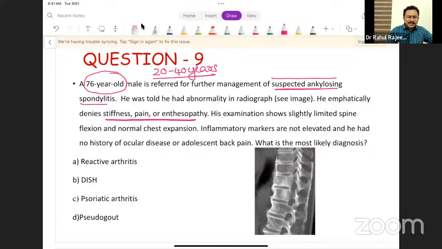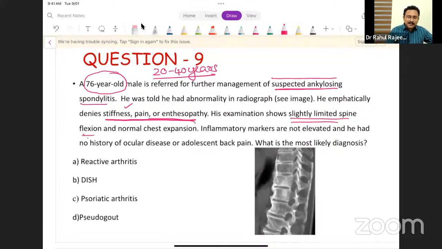And also you can see there is denial of any sort of pain or enthesopathy. Though there is some limitation of the spine flexion, you can see the chest expansion is normal. So some spine flexion abnormality is there. Now that is what is making us think, yes, are we having some involvement of the spine?